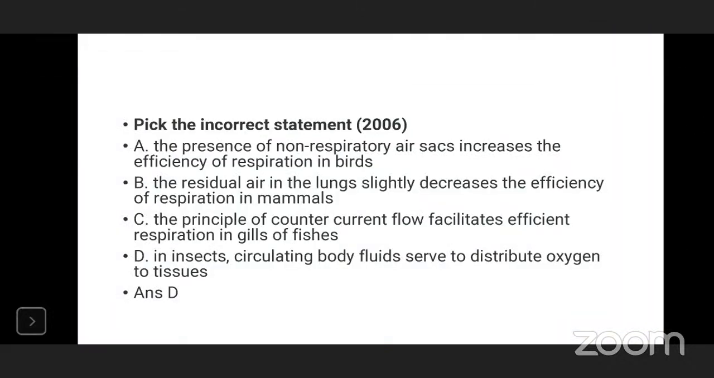So this is all about the questions related to the topics which we have discussed. And in the next class, we will discuss the regulation of respiration, how respiration is regulated in humans.